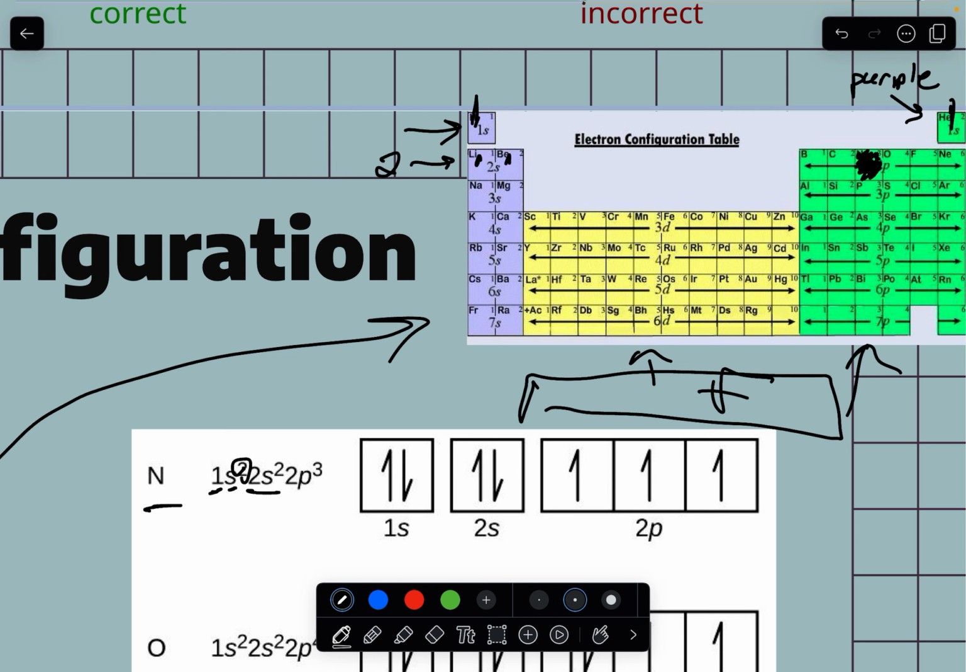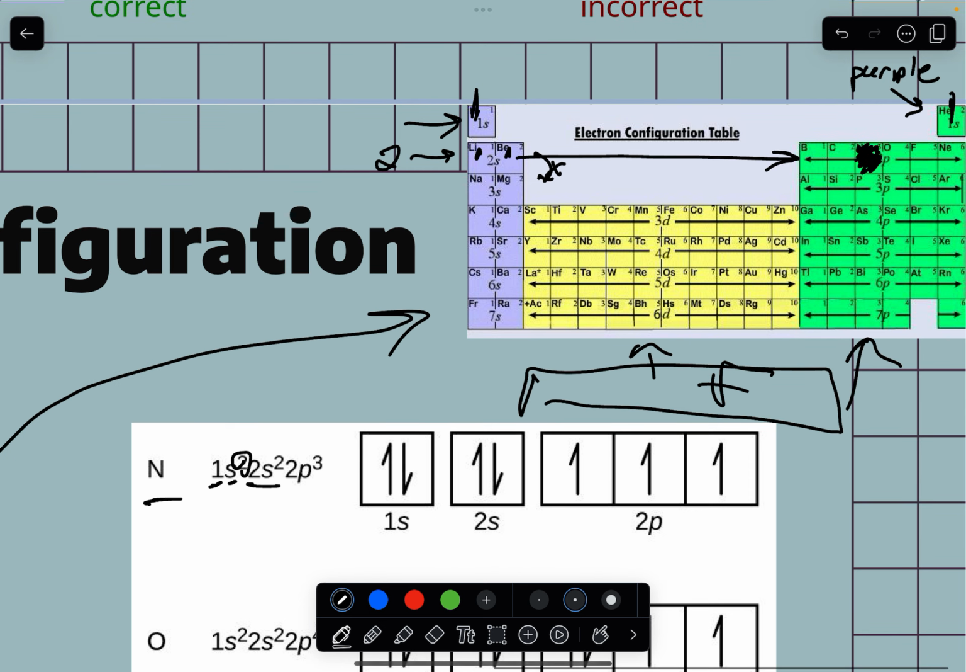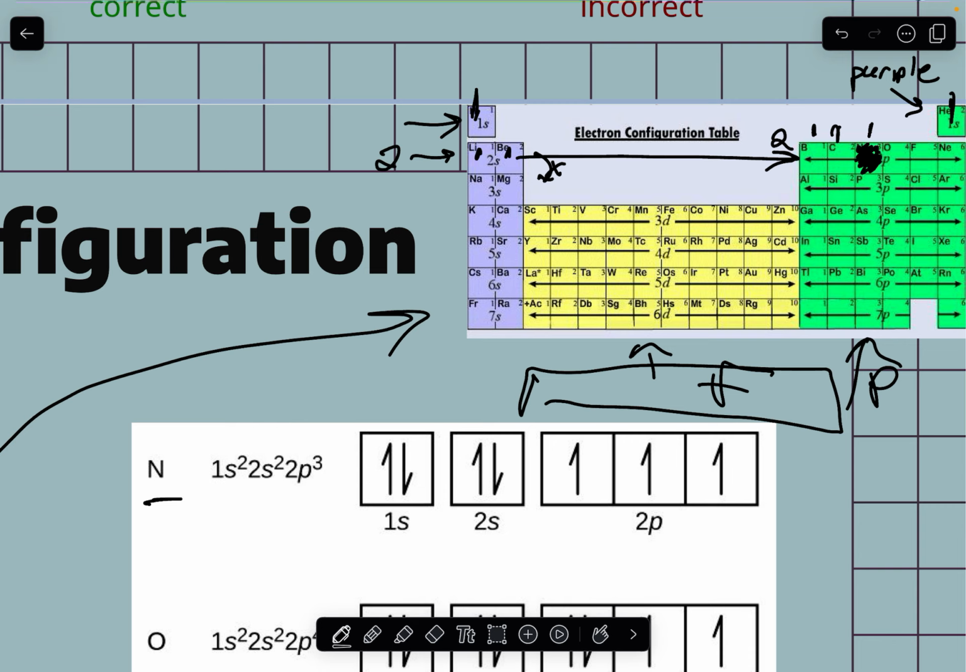After that, we don't go down yet because we can still go across. There's more boxes in the row. So here we're still in row 2, that's why we have a 2 in front. We're now in the green, and the green is our P. So we have 2p and we go 1, 2, 3 boxes. That's why we have a 3 on top. That's the gist of doing electron configuration.